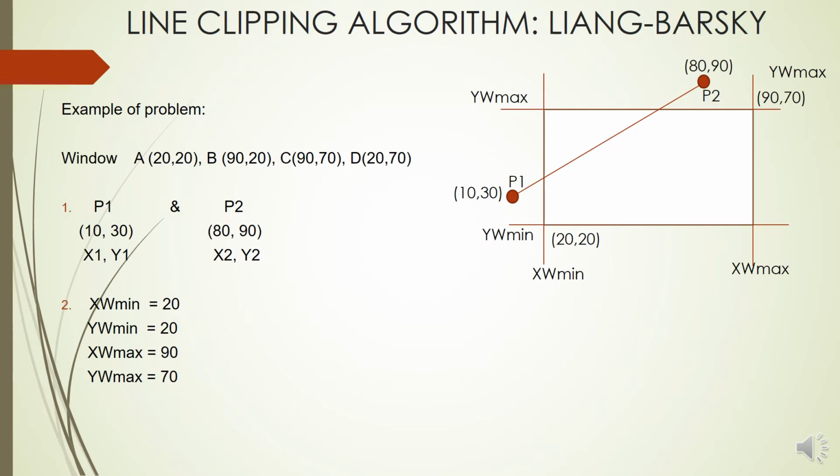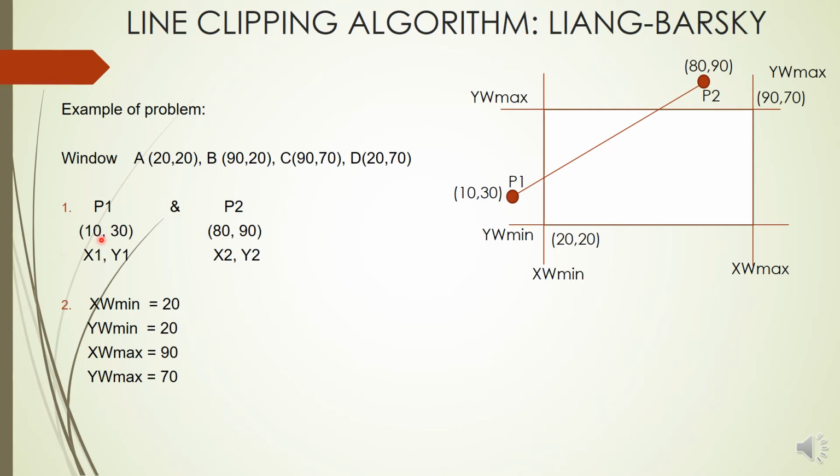Okay, let's look into this problem of the Liang-Barsky line clipping algorithm. You are given this problem with the window of 4 corners, which consists of A, B, C, and D, with each of them having their own coordinate. And you will also see the line segment P1 and P2, which is passing through this clipping window, with coordinates for P1 and P2 as well. Based on the algorithm that we have learned in the previous slide, the first step is we need to read the coordinates of these two endpoints, P1 and P2.